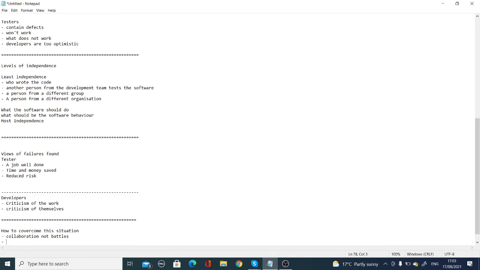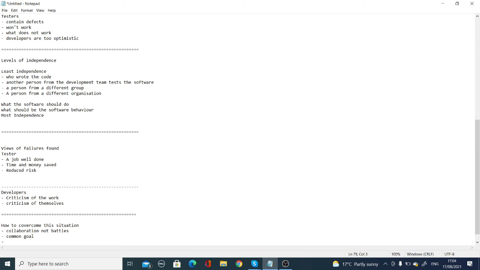You need to pass the message that we work for the same project, and the common intention is to deliver a quality product. If we do it this way, we can avoid these conflicts and battles, and we work as a team collaboratively. Remind everyone of the common goal. What is the common goal of the team? The common goal is to deliver quality software. So we need to tell testers and developers that our main intention is to deliver quality software.